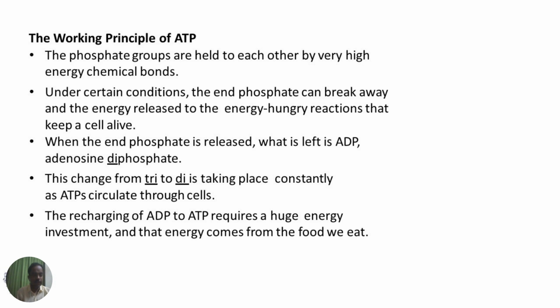What is the working of ATP? The phosphate groups are held to each other by high energy chemical bonds. Under certain conditions, the end phosphate can break away and the energy is released to the energy hungry reactions that keep a cell alive. When the end phosphate is released, what is left is ADP, adenosine diphosphate. This change from tri to di is taking place constantly as ATP circulates throughout the cells. The recharging of ADP to ATP requires huge energy investment, and that energy comes from the food we eat.